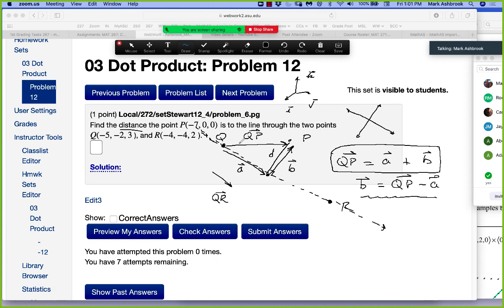All right, so we know points Q and P. We can find the vector QP. Then all we need is vector A. What is that? That's the component of QP parallel to QR, and we have the tool for that. That's what we learned last time: the parallel component of some vector in a new frame of reference is called the vector projection. So the projection of QP onto QR. And we derived the formula for that last time.